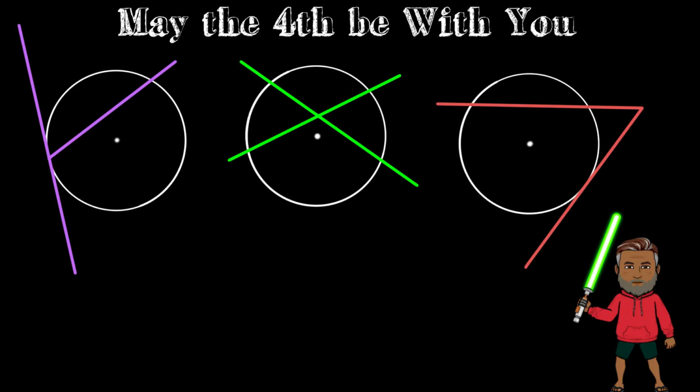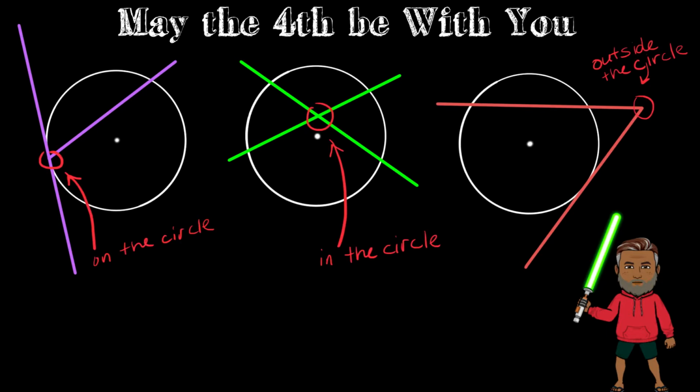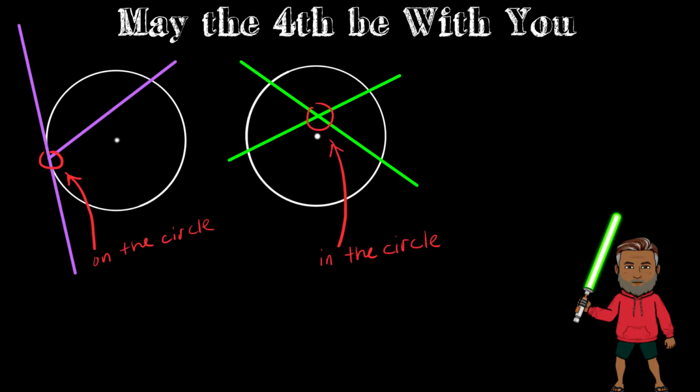But today's topic is going to be talking about what happens when you have lines that intersect in different locations of the circle. So you'll notice that in our three examples here, in our purple example, we have two lines that are intersecting on the circle. In our green example, you have two lines intersecting inside the circle. And then in our red example, you have lines that are intersecting outside of the circle. Here's the thing, we're going to focus today on just the purple and the green. We'll spend a second video on the red one. So our focus is going to be on these two guys here.